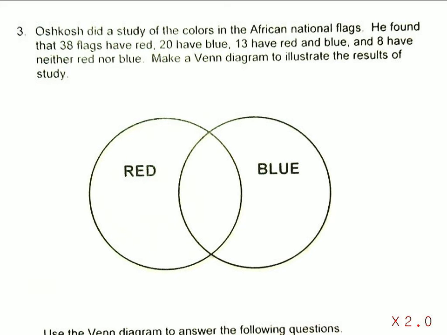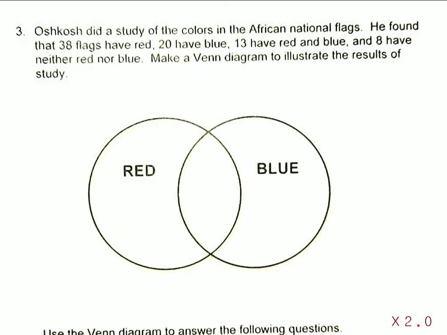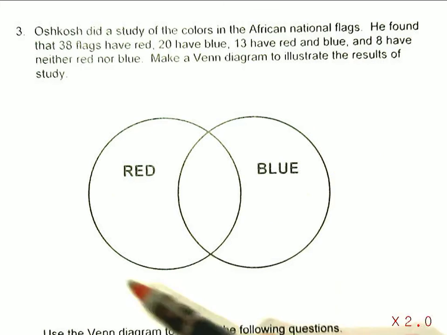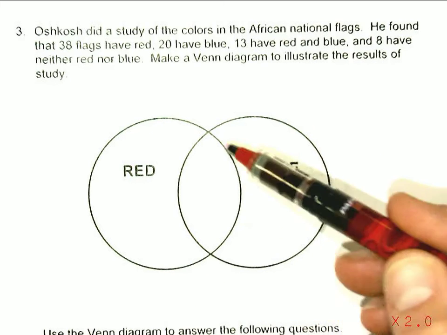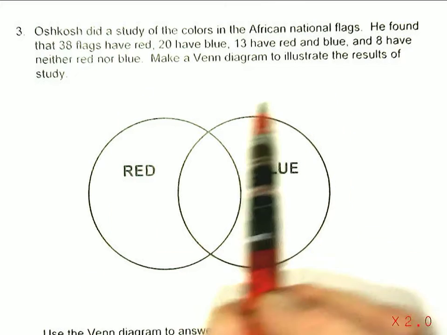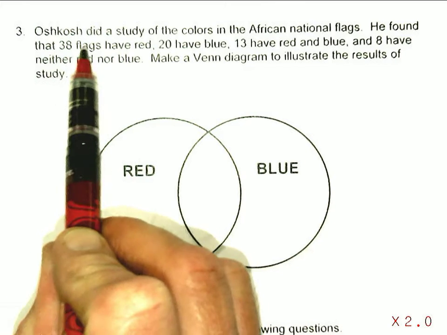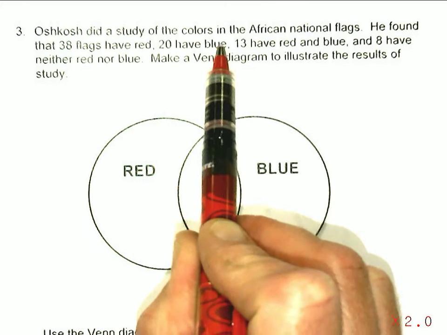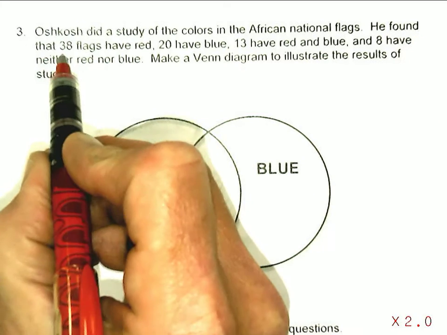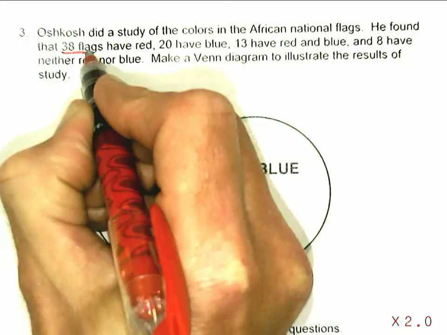In the Venn diagrams problem packet, question number 3, we again have two overlapping circles. And so we have a red side and a blue side and a part in the middle, and these are going to represent flags. It says Oshkosh did a study of the colors in the African national flags. And he found that 38 flags have red.